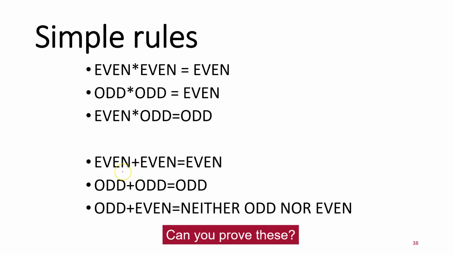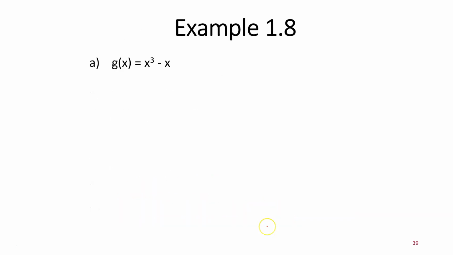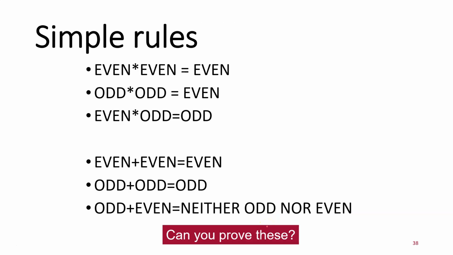And for this one it is for multiplication, while this one is for addition, tambah, hasil tambah. So when you have even function plus even function, you will get even. Odd plus odd, we get odd. Odd plus even, neither odd nor even. Okay, so can you prove this? Dia kata, bolehkah kita buktikan yang ni?